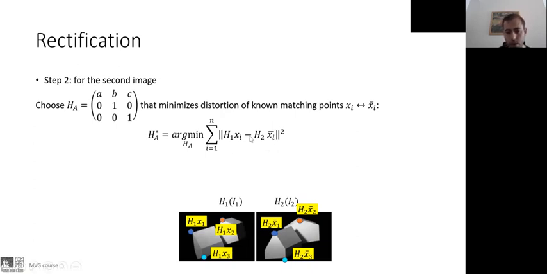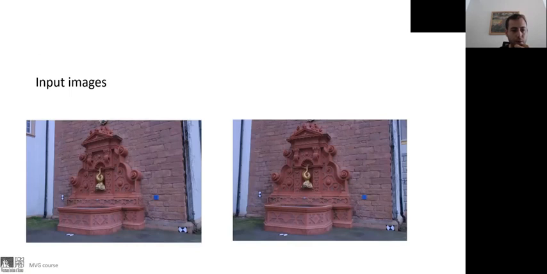So what we do is we take a set of sparse correspondences, x_i and x̄_i, and we try to find HA, which is the only unknown factor here for now, such that it will minimize the distance between x_i and x̄_i after the rectification. And this can be solved linearly. And here you can see some results.